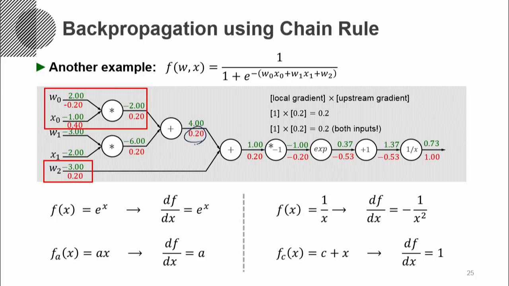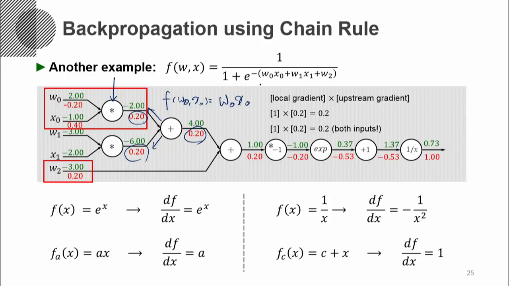And this gradient value will also be duplicated as the same value here. And then moving on to this one, it was w0 and x0, which is w0, x0.